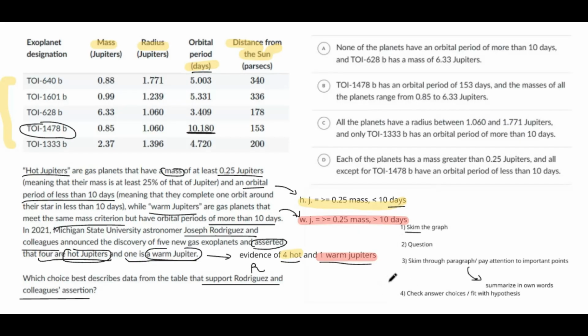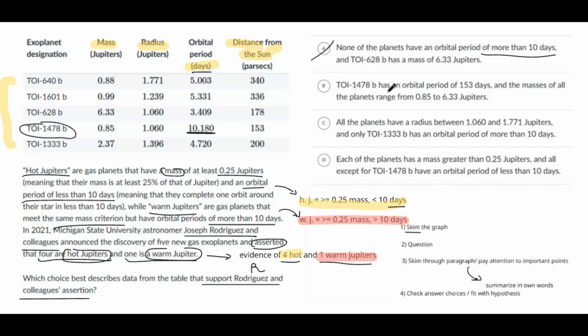The answer choice which states that planet 14 is the warm Jupiter due to its extended orbital period is the correct answer because it falls within our hypothesis. Now, let's check the answer choices one by one. A. None of the planets have an orbital period of more than 10 days. Now, at this point we can stop as this is clearly wrong due to this claim here that no planets have an orbital period of more than 10 days because we just discussed that planet 14 has more than 10 days.